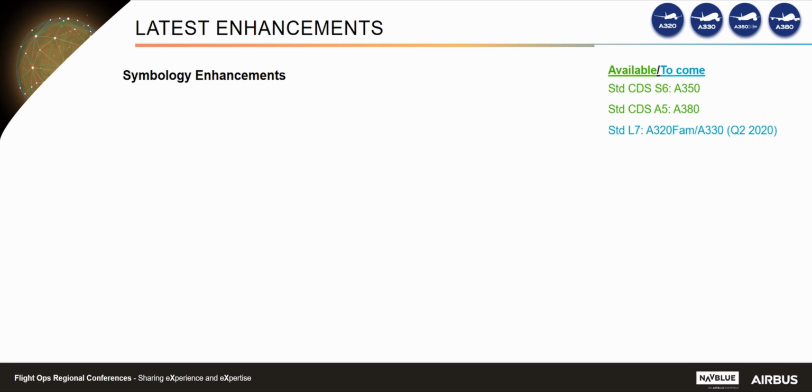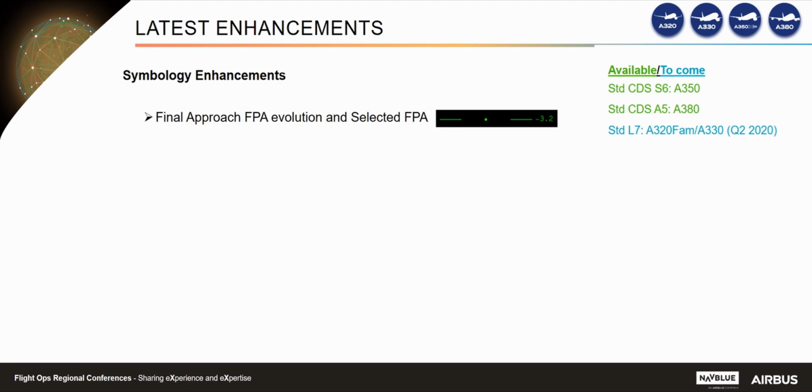We have enhanced the symbology. The final approach FPA symbol logic has been changed and harmonized with the A350. The selected FPA as well. The FLS distance to the anchor point has been added in order to allow the flight crew to check the consistency between altitude, the flight path angle and the distance during approach.